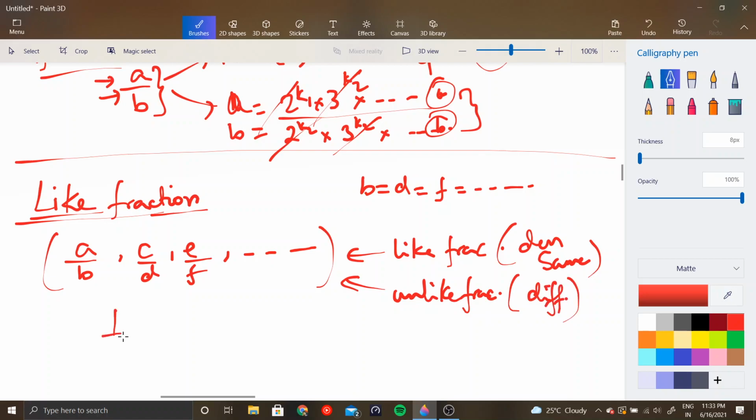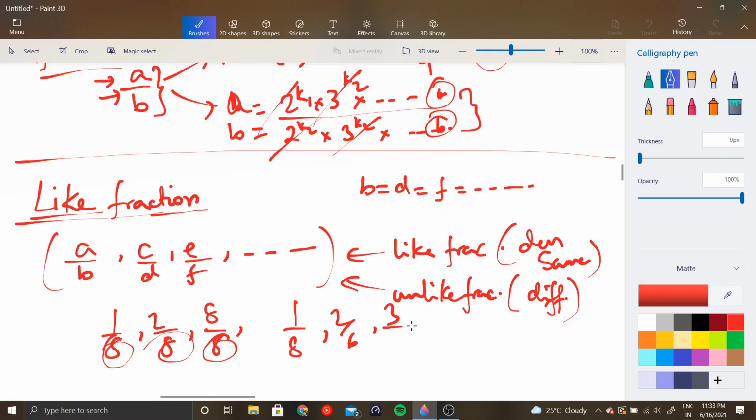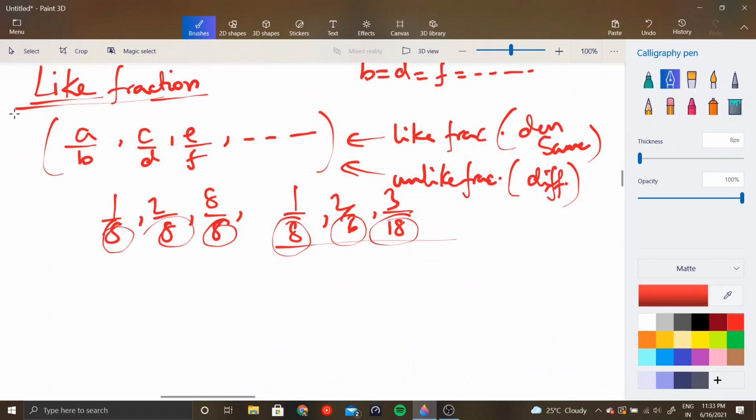Examples are 1 by 8, 2 by 8, 8 by 8. They're all like fractions because the denominator is the same. Whereas 1 by 8, 2 by 6, 3 by 18, they are unlike fractions because the denominators are different. Now, this classification is very important because this will be used in order to do a lot of fraction arithmetic. Firstly, let us look into the most important implication from this. What is the most important implication from this?